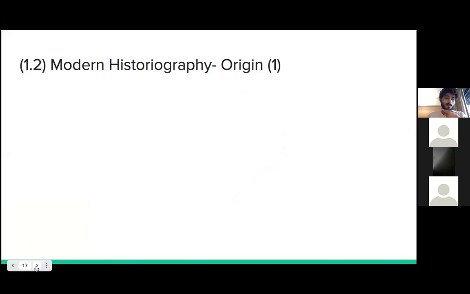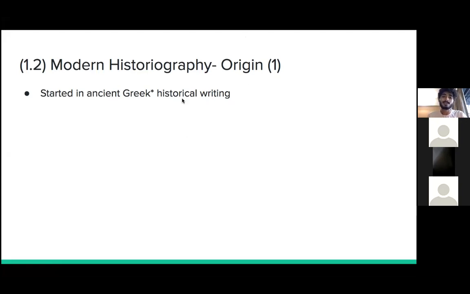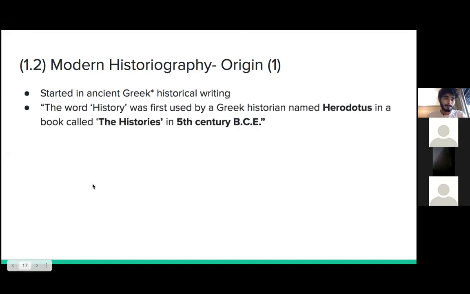And the last thing we need to know in modern historiography is, how did it start? So what is the origin of modern historiography? We need to know that it started in ancient Greek historical writing. Greek is like how you say Indian, right? Indians are from India, Greeks are from Greece, okay? So it started in ancient Greek historical writing. The word history was first used by the Greek historian Herodotus in a book called The Histories in 5th century BCE.